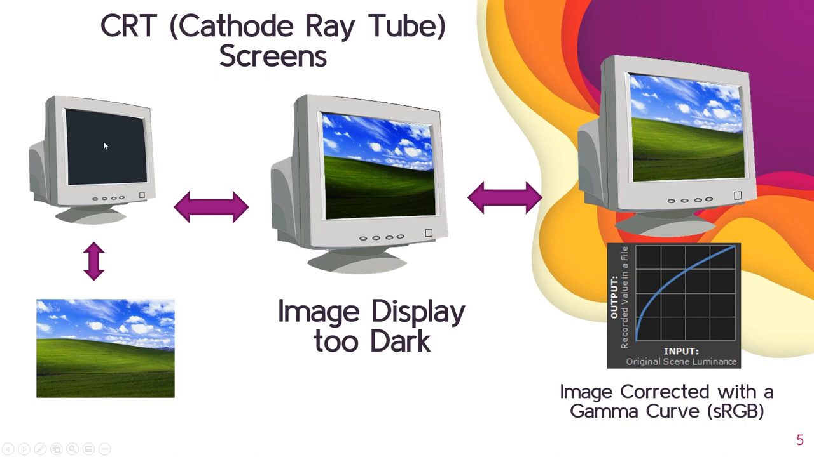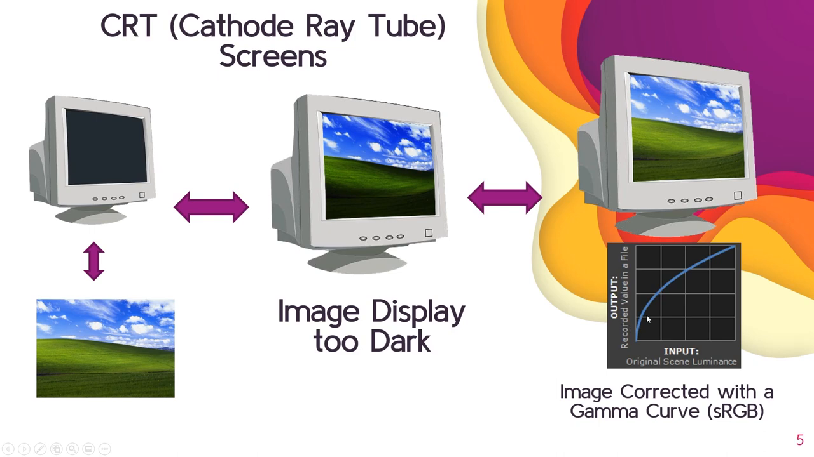This image was to be portrayed on this old glass CRT screen, but there was a hardware problem in there and it was showing through dark like it is in this image here. So the scientists and engineers at the time decided that instead of correcting the hardware in these screens, they would just encode all images that were going to be displayed on these screens with what's called a gamma curve, okay, which would make them brighter.